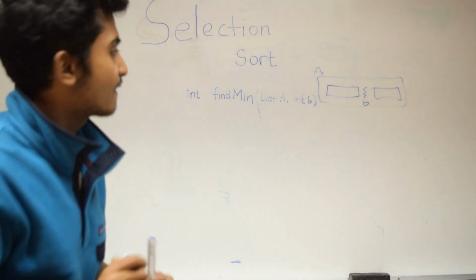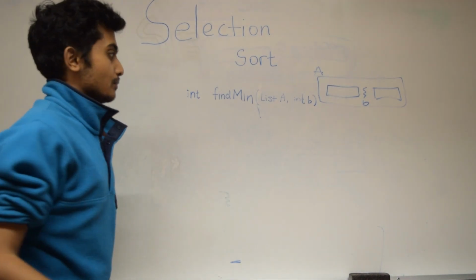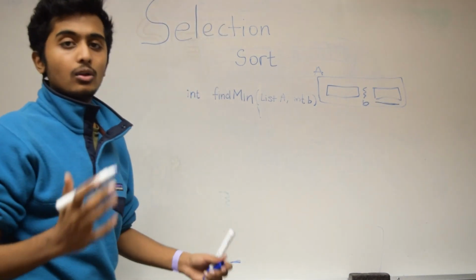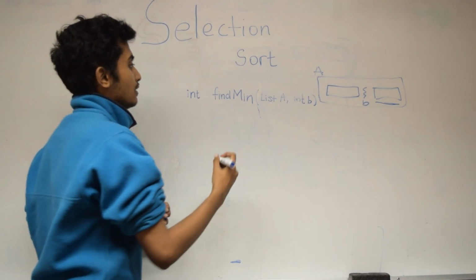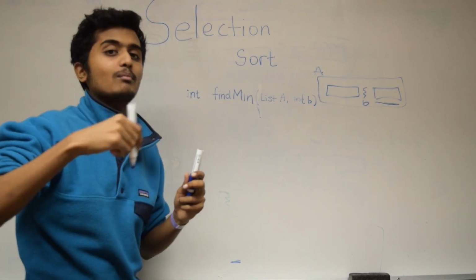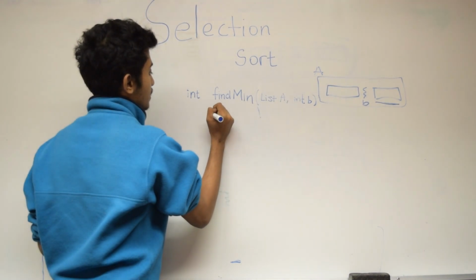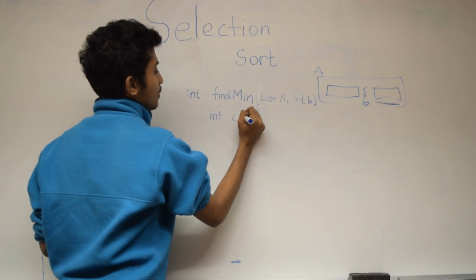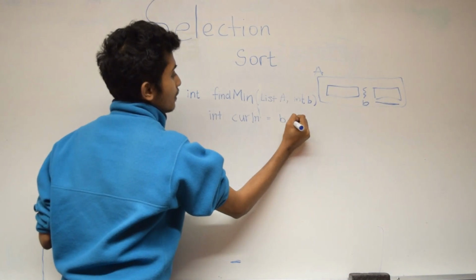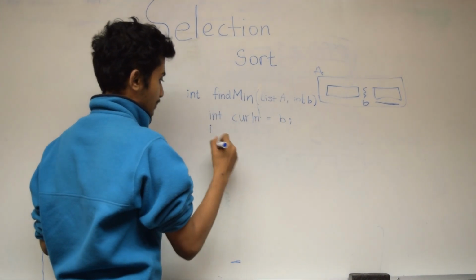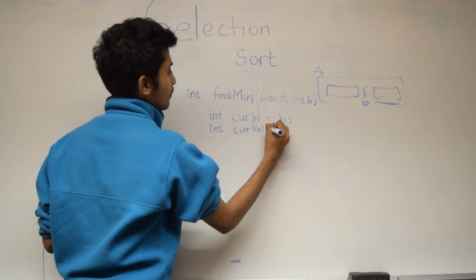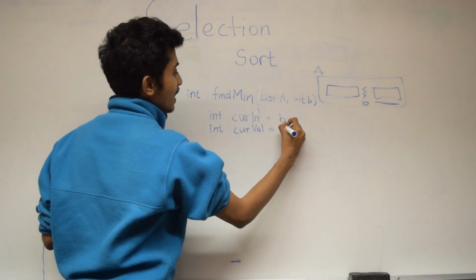Now, what's it going to do? Since we want to return the minimum from this side of the list, all we're going to do is pluck it out. We're just going to store the element at B, since we want to be able to do the comparison faster. So let's call it integer cur index is equal to B, and integer cur value is equal to the element at B.